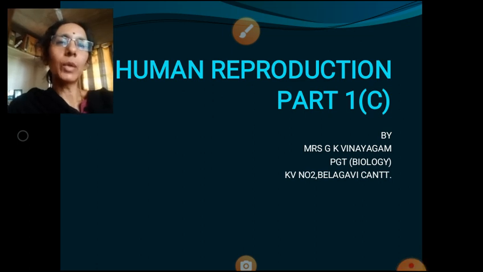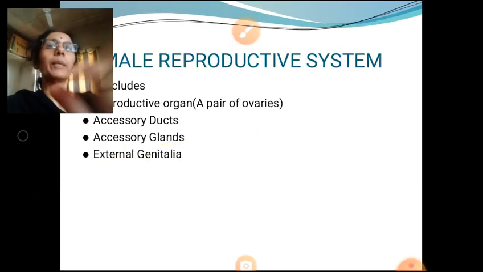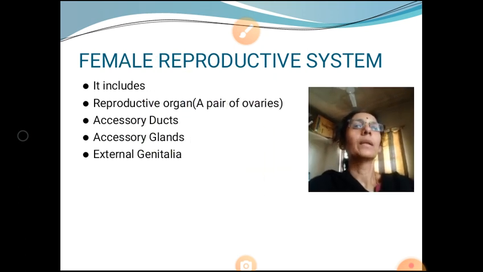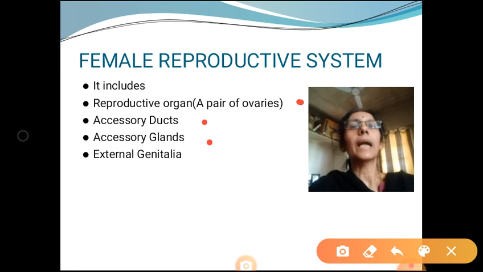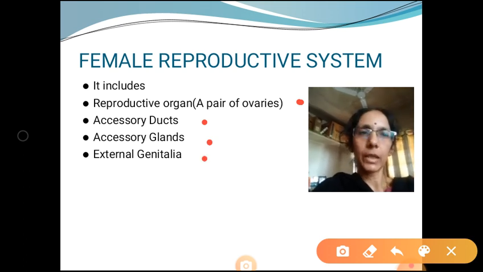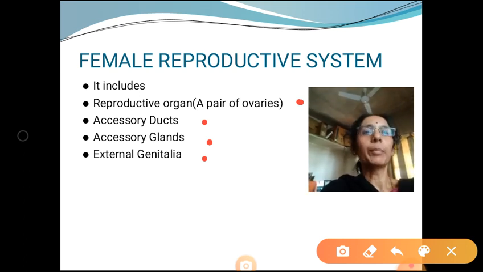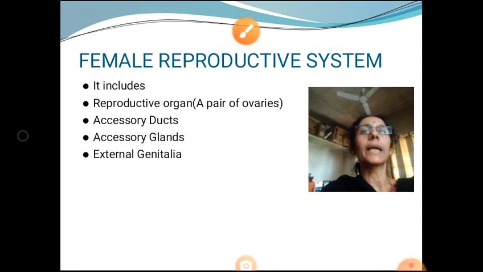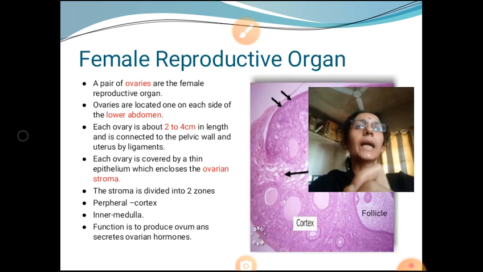Yesterday we discussed the human male reproductive system. Today let us discuss the human female reproductive system. The female reproductive system includes reproductive organs, accessory ducts, accessory glands and external genitalia. Just like the male reproductive system, it also includes reproductive organs, accessory ducts, accessory glands and external genitalia.